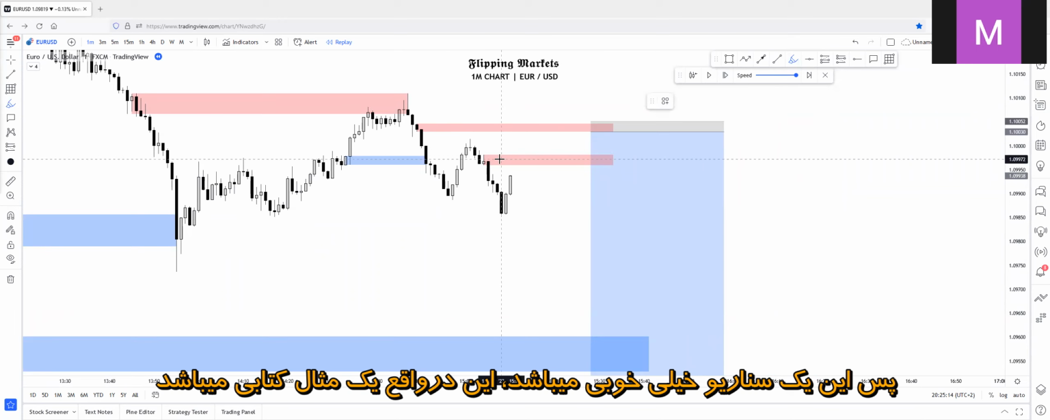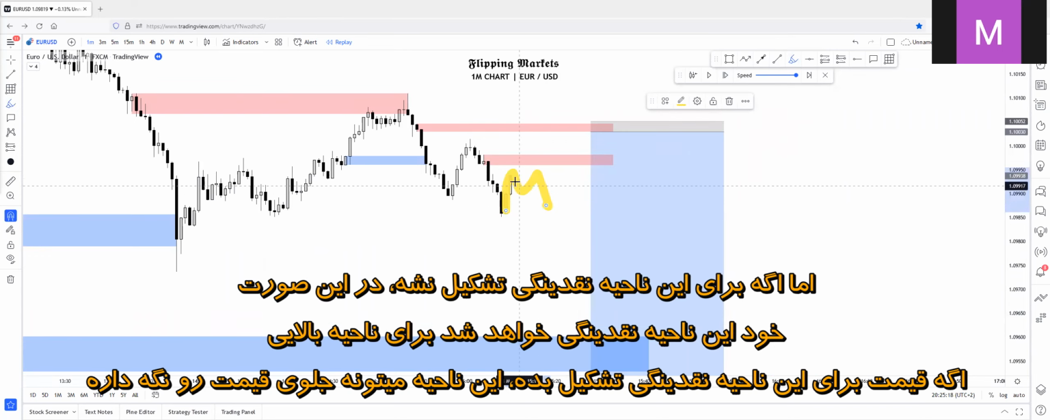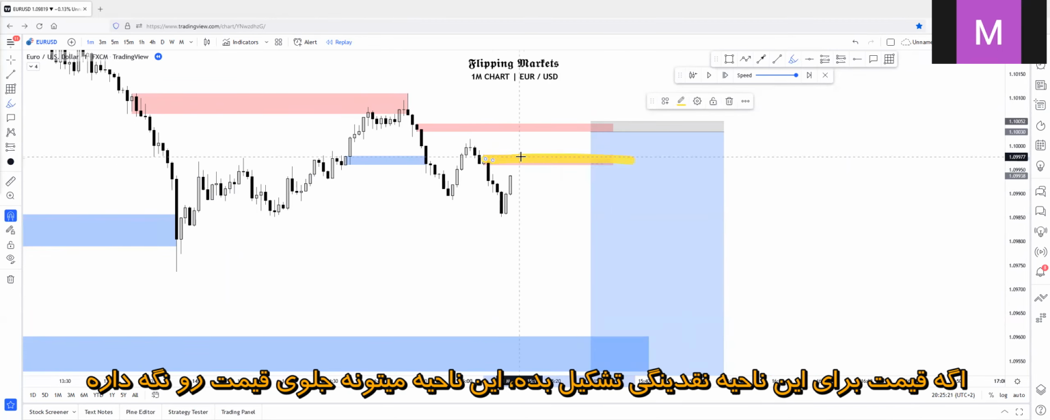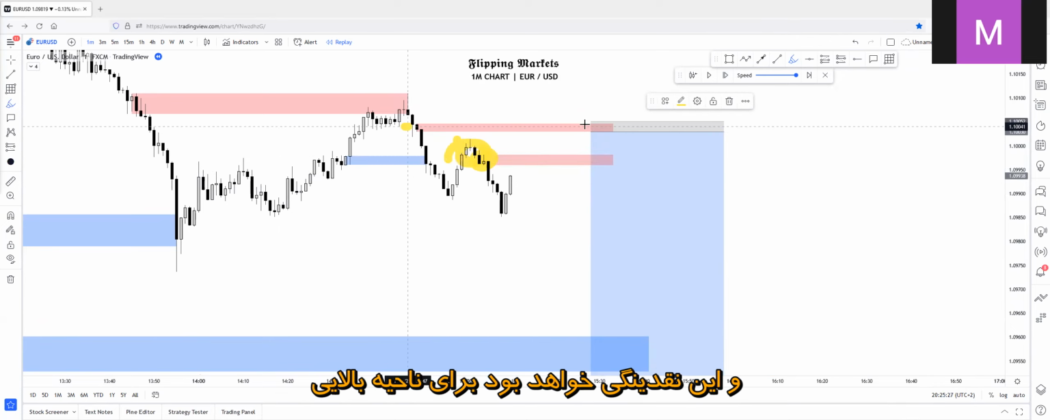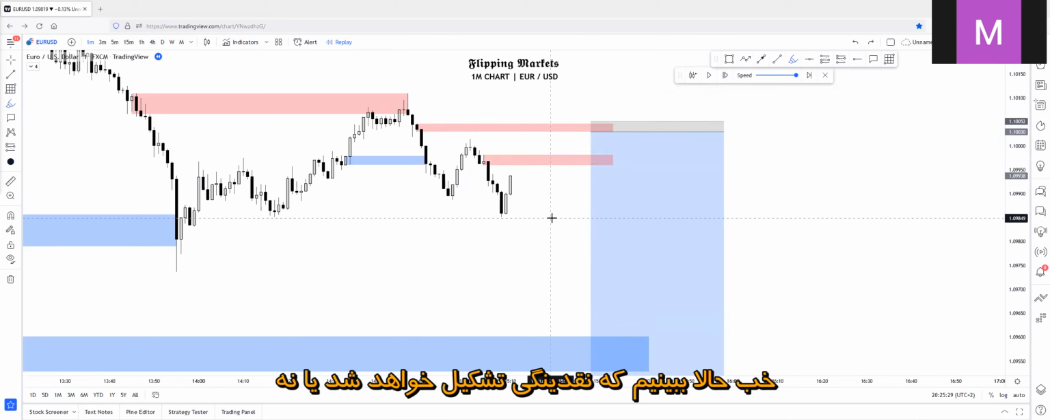This is literally the textbook example for this. If price creates liquidity for this zone, this zone will be able to hold price. But if there's no liquidity for this zone, it will be the liquidity for the upper zone. So let's see if there will be liquidity.